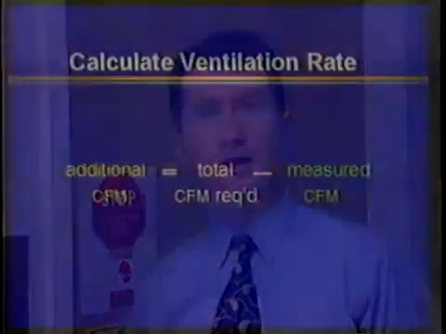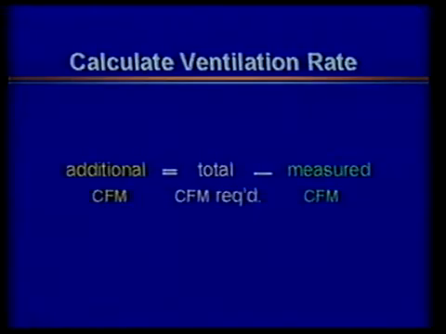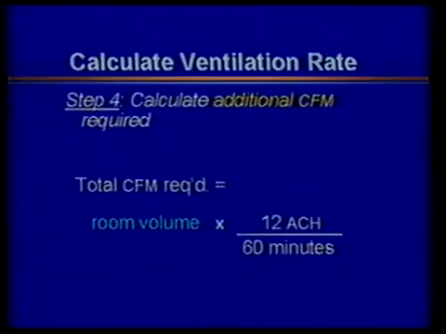If the ventilation is inadequate, it should be increased to at least 12 ACH. In this case, what you have to do next is calculate the total CFM required to provide the 12 ACH, and then by comparing this to the CFM you measured, you'll know how much more air you need. We'll call this step 4. Calculate additional CFM required to provide 12 ACH for the room.